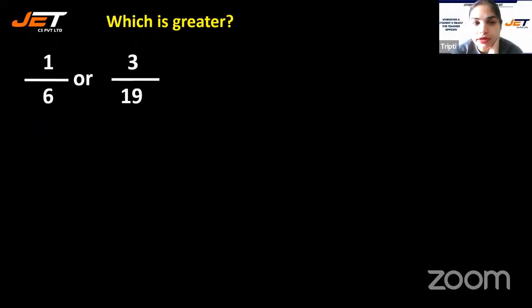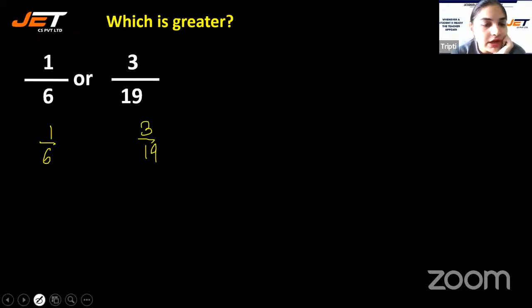Okay, so here 1 by 6, 3 by 19. I'm going to multiply it: 19, 19 here. 3 times... wait, sorry. Yeah, 3 times 6 and 19 times 6.